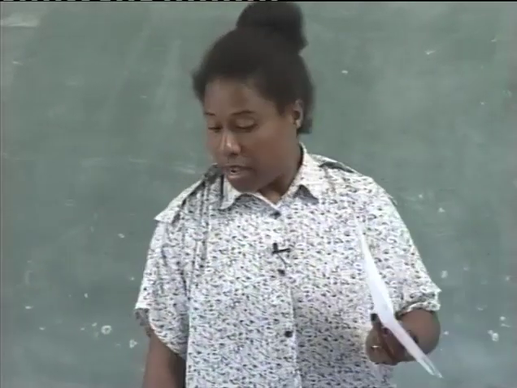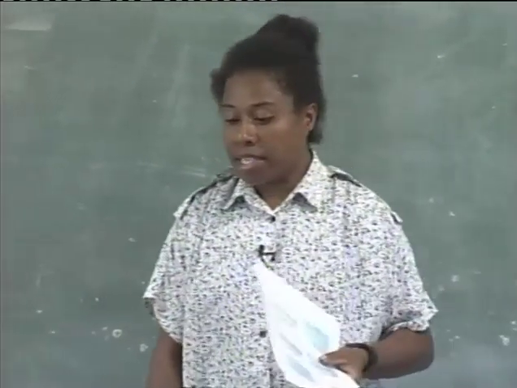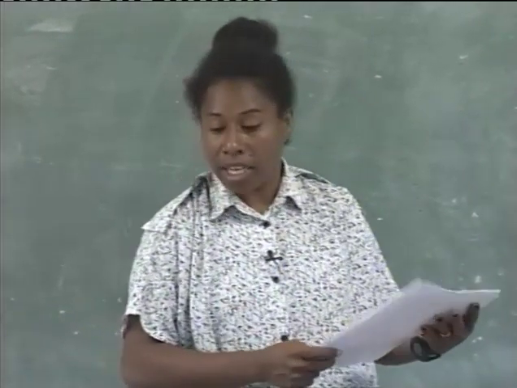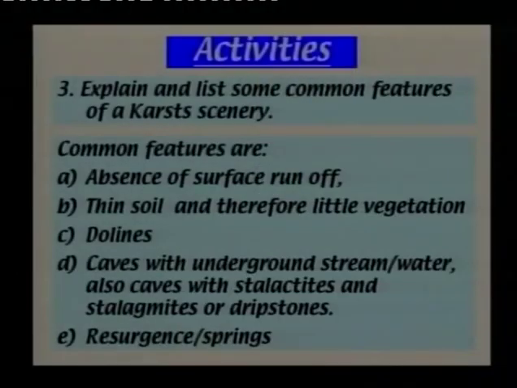Okay, finally we go back. We have already given answers to what stalactites and stalagmites are and how they are formed. So therefore we should know that for D. Resurgence and springs. How are those resurgence and springs formed, especially in a karst scenery? Rebecca, would you like to explain? How do you think the resurgence and springs are formed?